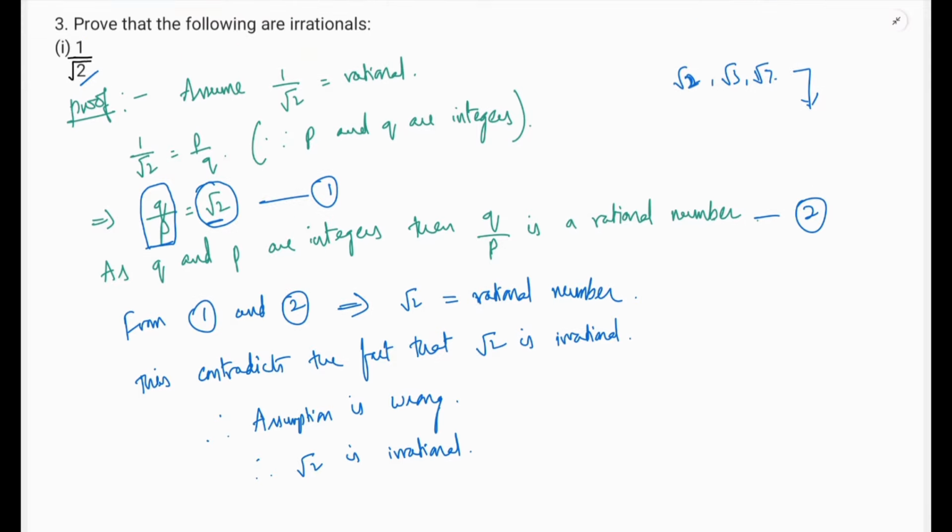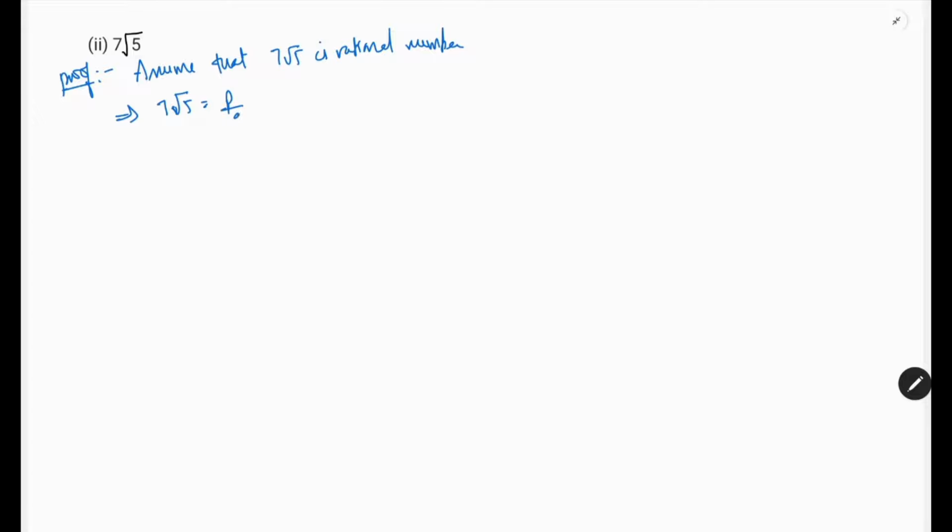Okay, the next one, we have to prove 7 root 5 is irrational. Let us assume that 7 root 5 is a rational number. So 7 root 5 can be expressed in terms of p by q. See, here we have this multiplication, 7 into root 5. We don't have to do the long method. Here p and q are integers.